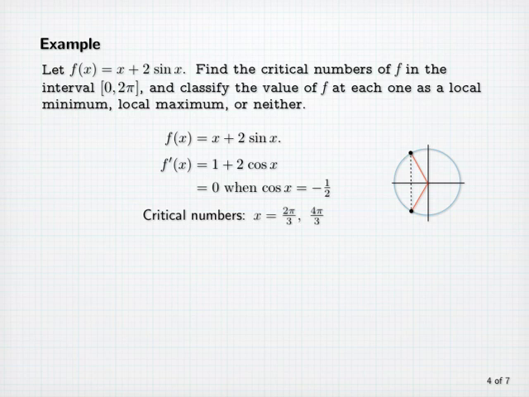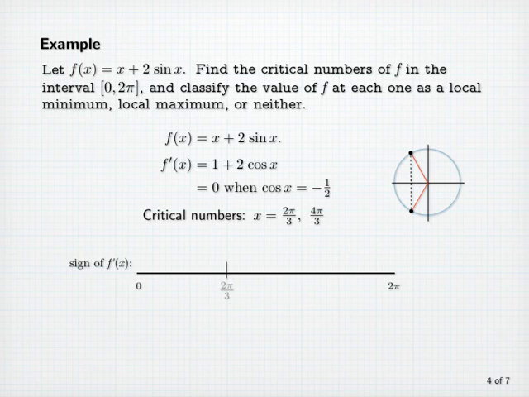Now let's make a sketch showing the sign of f prime of x near our critical points. Between 0 and 2/3 pi, we might choose pi over 2 as a test point. The value of f prime at pi over 2 is 1 plus 2 times 0, or 1, and so we conclude that f prime of x must be positive between 0 and 2/3 pi. Notice we could have also used pi over 4 or even 0 as a test point there.